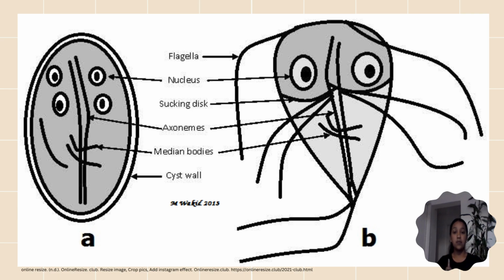Also, the cyst has two pairs of nuclei while the trophozoite has only one pair of nuclei. The cyst has a cyst wall, and this cyst wall helps them to survive in harsh environments. And when we look at this feature, the trophozoite does not have a wall, so it cannot survive in harsh environments. So the cyst is the only form that can cause infection in a human being.